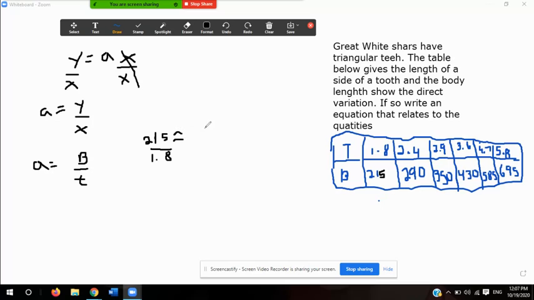And then you divide 290 by 2.4. 290 divided by 2.4 is approximately 121.